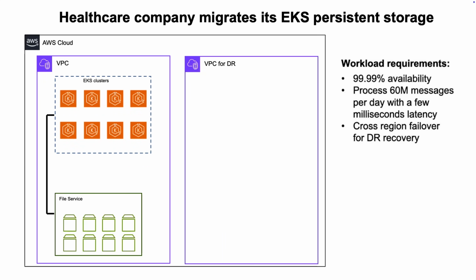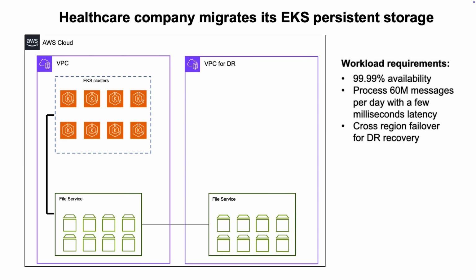Initially, they used a different file service as the underlying storage for persistent volumes. While their previous file system offered 99.99% availability, it struggled in a multi-region setup and had severe latency and throttled delivery, just 5 to 10 million messages per day.